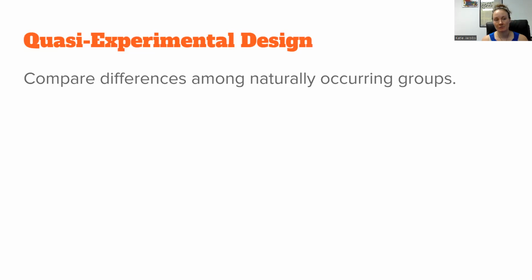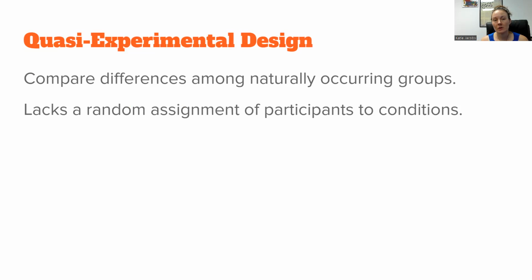In that case, because we have two independent groups and we use a between group design, we would use an independent samples t-test that you learned about in your stats class to analyze that type of data. So quasi-experimental design lacks that random assignment of participants to conditions that we talked about with experimental design.